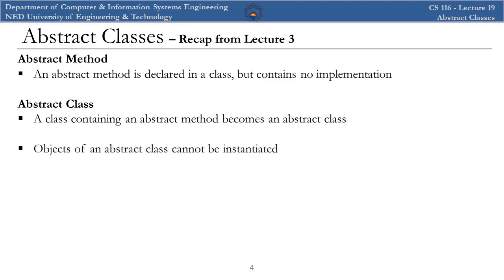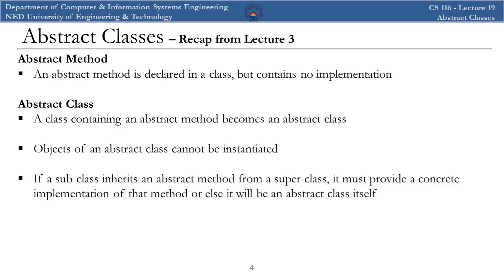What's different about abstract class? That you cannot instantiate any object of an abstract class because it contains methods which do not have any implementation associated to them. So you simply cannot instantiate objects of such classes. And if a class inherits from an abstract class, that class has to implement all those abstract methods. Otherwise, that subclass will itself be an abstract class, right?